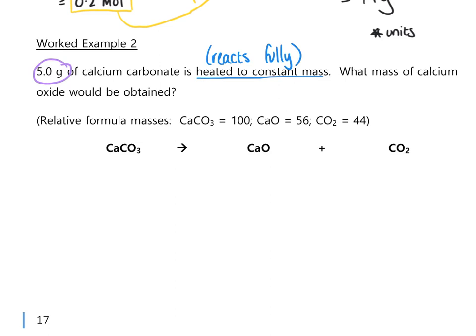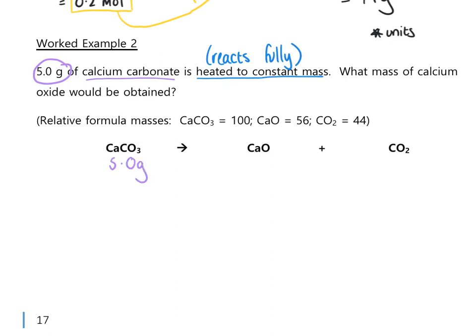And what's that the mass of? It's the mass of calcium carbonate. So I need to find calcium carbonate in my equation and I need to write this mass underneath it. So calcium carbonate is going to be CaCO3. So I'm going to write 5.0 grams underneath that.